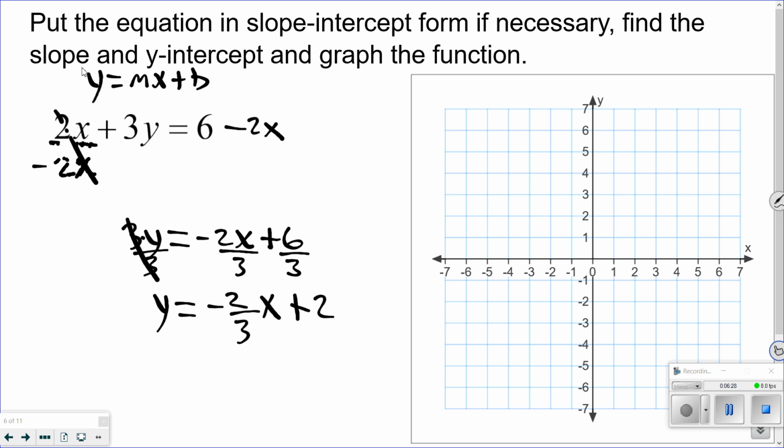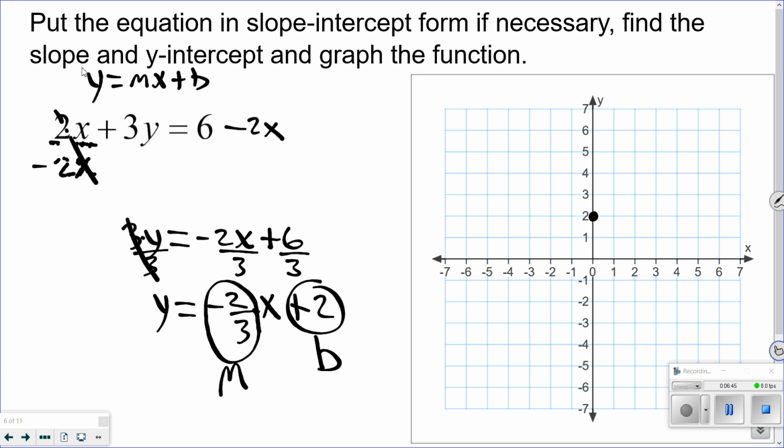Okay, that's the hardest part, is getting in that y equals mx plus b form. The rest is pretty easy. There's my slope, which is a negative 2/3, that's m. And then my y-intercept is b. So I'm going to go on the y-axis up to, sorry, my y-intercept is 2. So I'm going to go up on the y-axis to 2.